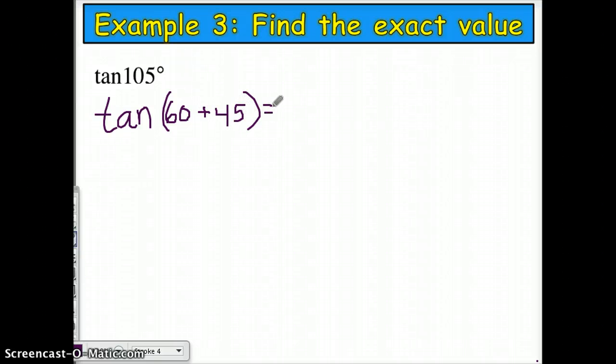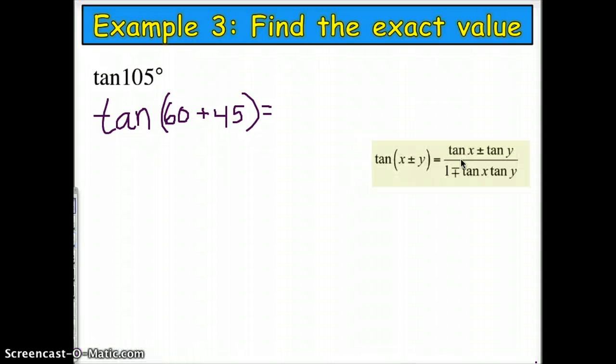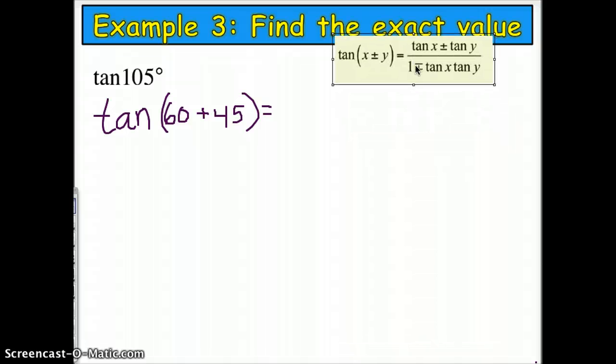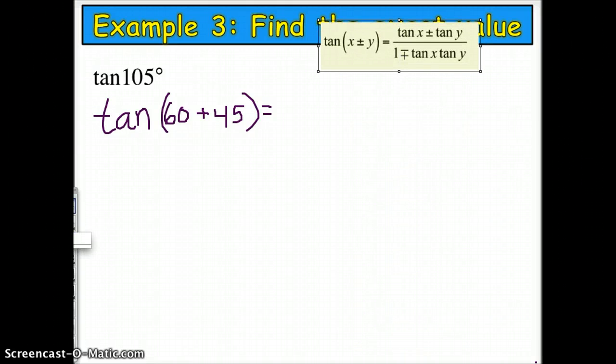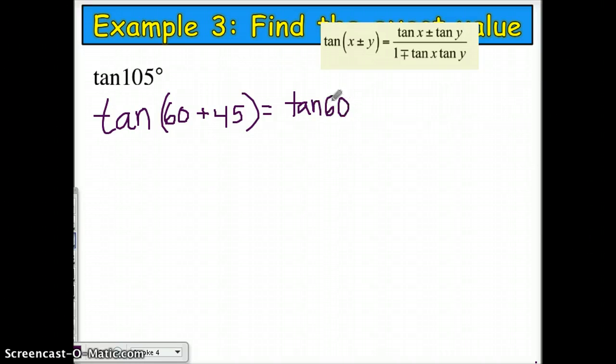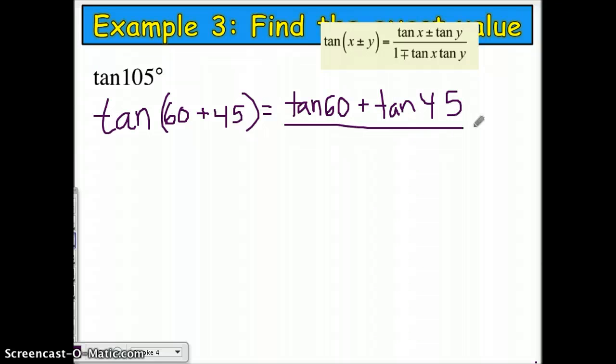Now I'm going to plug into the formula, so let me go grab that formula from the formula screen. Okay, here's the formula. So plugging into this formula, I would get tangent of x, so tangent 60, plus and plus, so plus tangent y, tangent 45, over 1, this time minus, because the signs are flip-flopped, so that tells me to do the opposite, tan 60, tan 45.